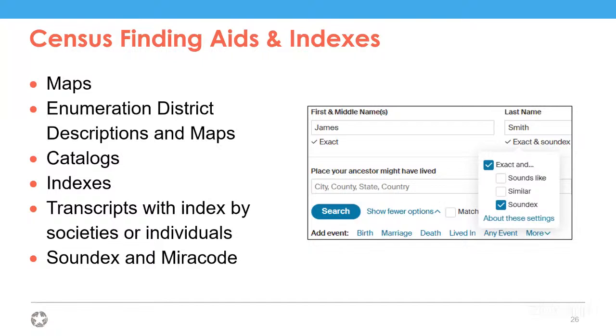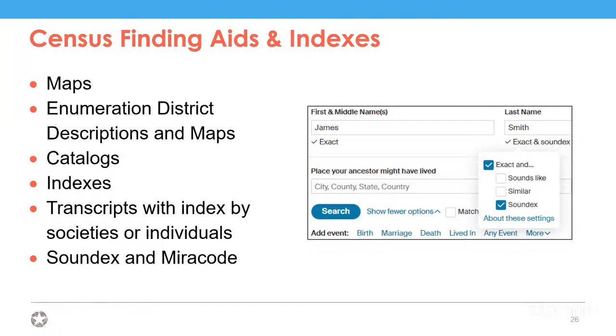So these descriptions and maps could be used to figure out, if you knew a family lived in, say, Waco, which district they were part of, to help locate them within the census. There are catalogs that exist as well as indexes.